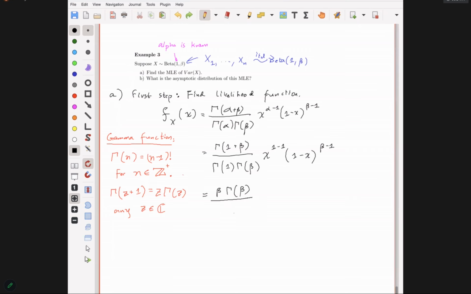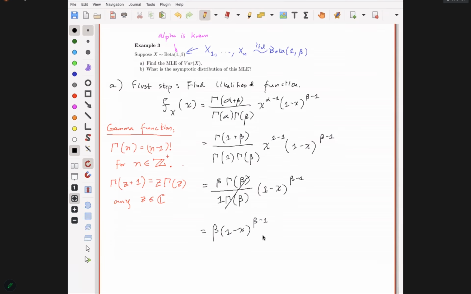Actually, we don't need to evaluate gamma of beta, because we'll write gamma of beta here. And now these things will cancel. And this whole thing is just going to be beta. X to the 1 minus 1 is 1. So we have 1 minus x to the beta minus 1. And we're left with beta times 1 minus x to the beta minus 1. Do you have any questions about this? No.